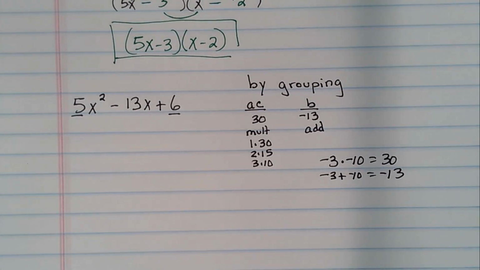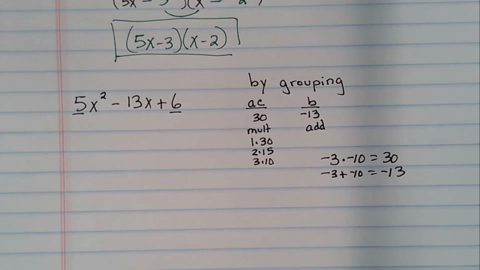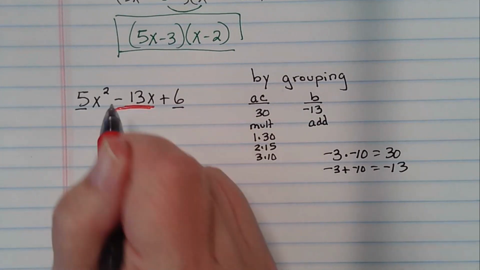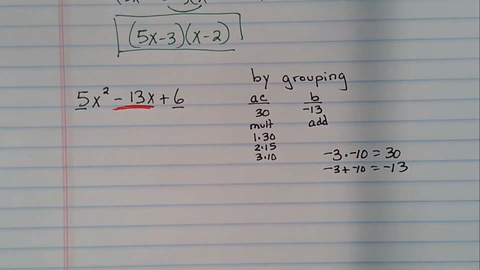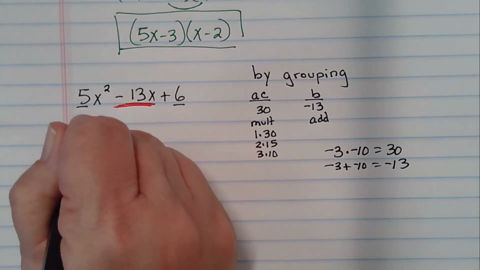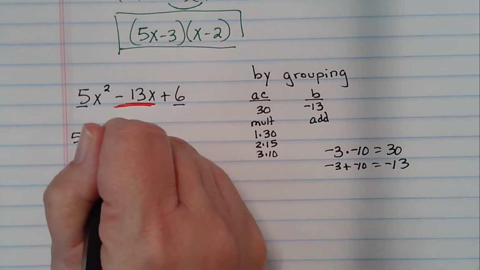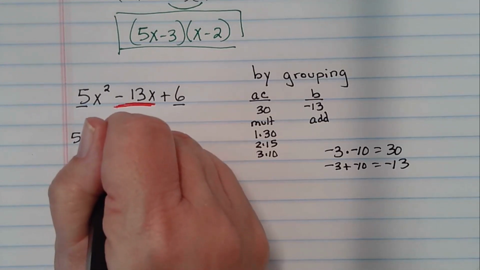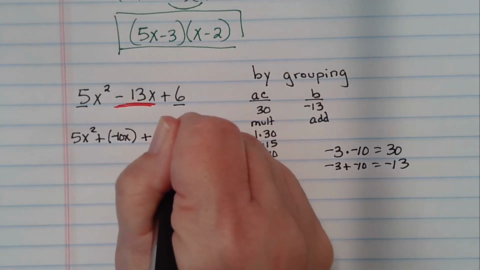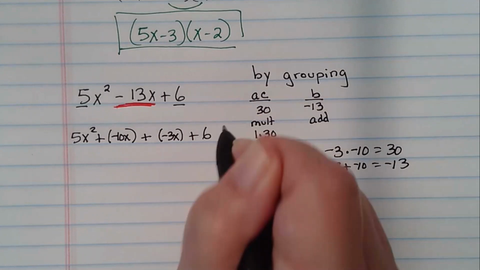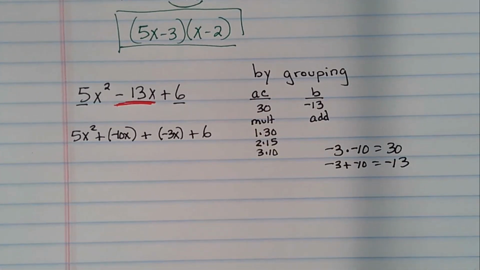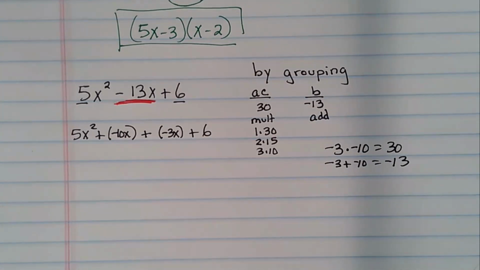So now what do we do with that negative 3 and that negative 10? What we're doing is we're going to take this negative 13x and we're going to break it up into two groups. So I'm going to write down 5x squared plus negative 10x plus negative 3x plus 6. And you could write it as just minus 10x or minus 3x.